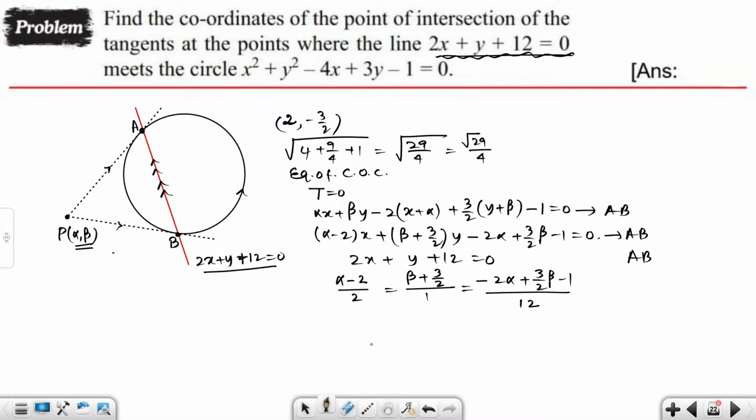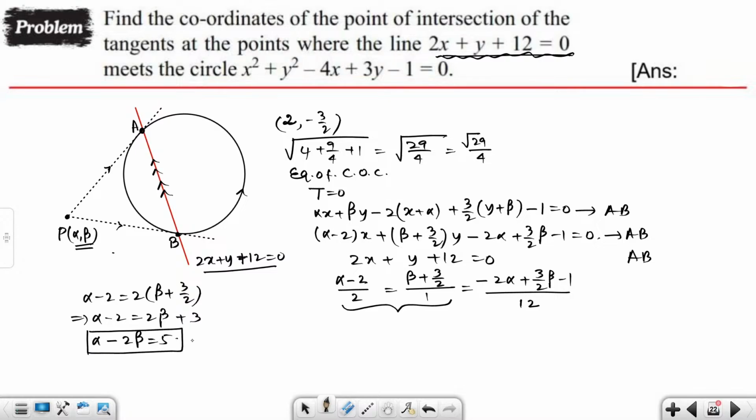Is it clear or not? Okay. So now, if I solve this, we are getting alpha minus 2 is 2 times (beta + 3/2). So we are having alpha minus 2 is 2 beta plus 3. So we are basically having alpha minus 2 beta is 5. So this is one equation we got.